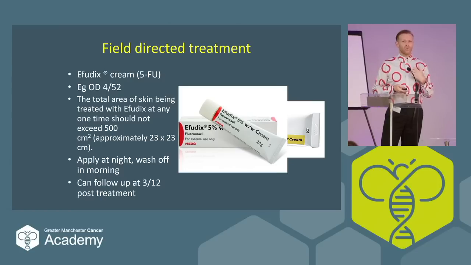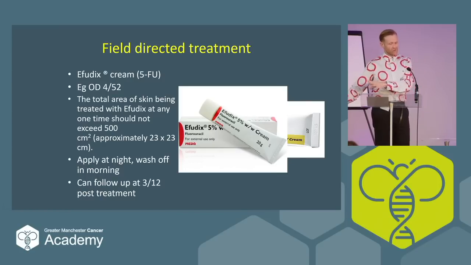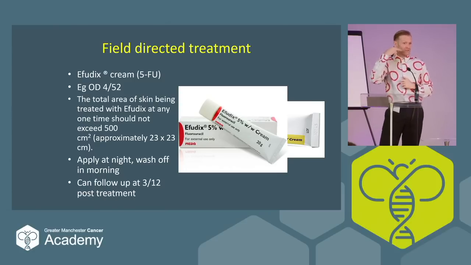So we talked about lesion-directed treatments. So you have the option of Effudix for lesion-directed treatment. You also have the option for field treatment. So if somebody presents with actinic keratoses on the temple, for example, or a cluster of actinic keratoses, you've got the option of treating all of those at the same time with Effudix. So, like I say, I use once daily for 28 days. That's what works for me.